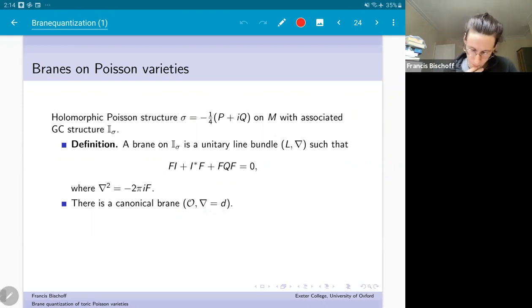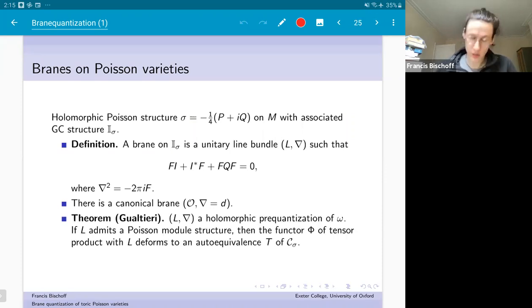Okay, so far, this is telling us how we deform the category of coherent sheaves. We're deforming it to this category of boundary conditions for this generalized complex structure. The trivial bundle deforms to this canonical brane. And then the last thing is the autoequivalence. So this is a theorem of Gualtieri, which provides us with this.